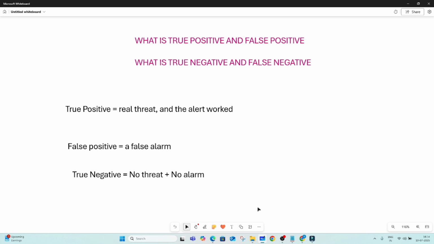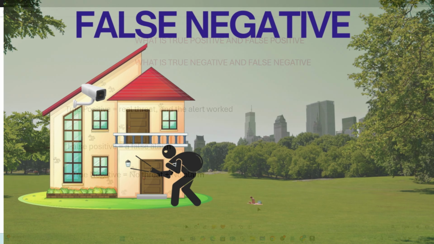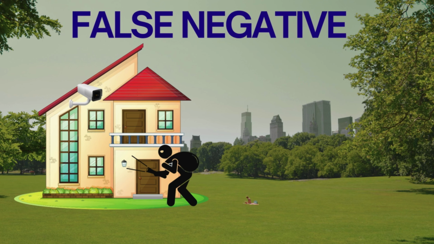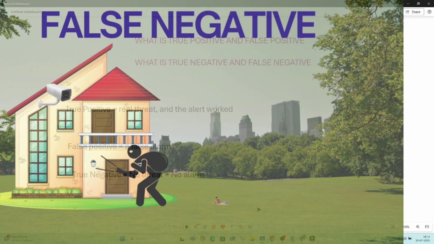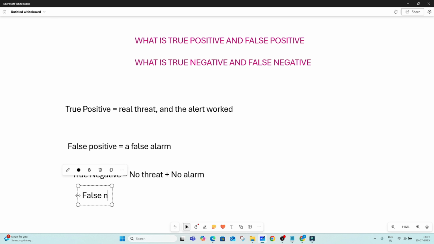Now we can see false negative. A thief comes in, but the camera misses it. No alert is sent. That's the false negative. Real danger, but no detection. So false negative equals real threat plus no alert.